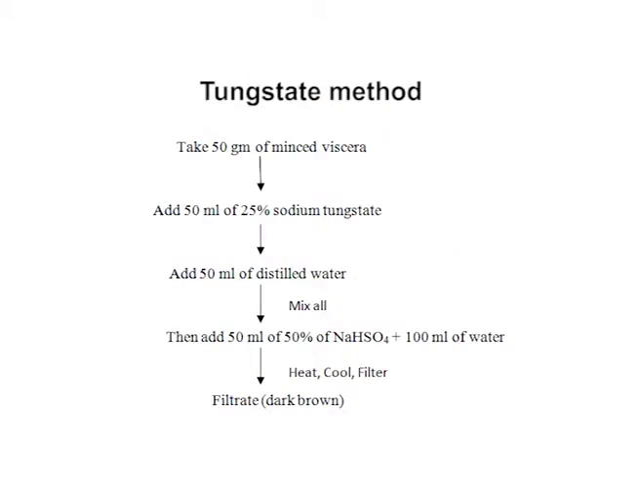Tungstate method. This method is a modified form of the Valov method. It is useful for drugs that are acidic and neutral in nature. Here we take 50 gram of minced viscera. To it is added 50 ml of 25% sodium tungstate and 50 ml of distilled water. Then add 50 ml of 50% NaHSO4 plus 100 ml of water. Filter it, it is of dark brown color.